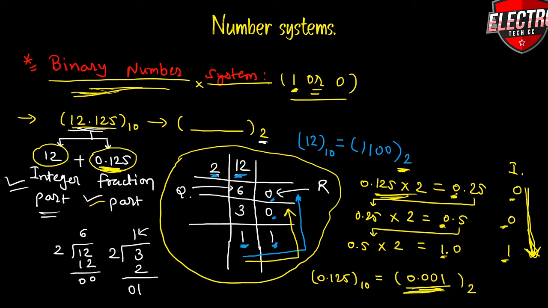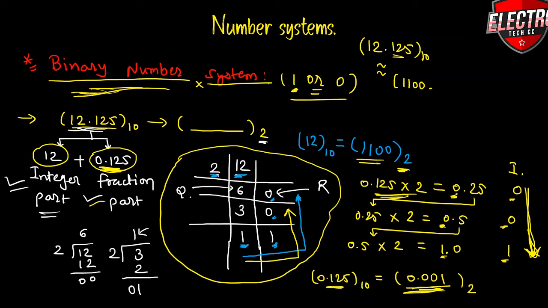And to write the final value from the decimal number system to the binary number system, 12.125 in the decimal number system is equivalent in the binary number system to 1100.001.